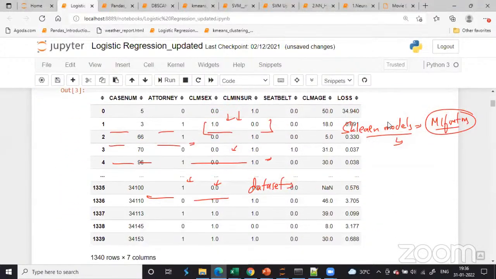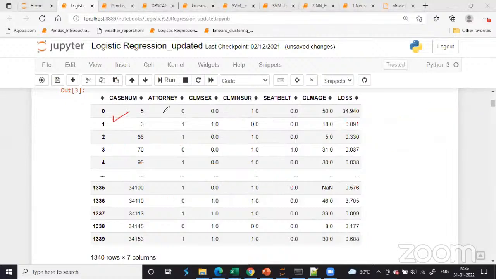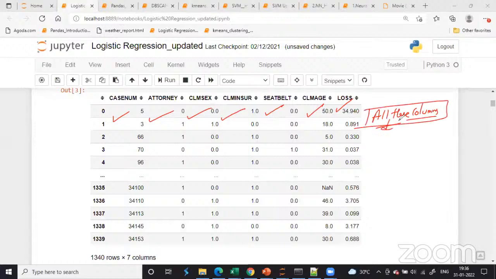So you have different columns in your data set. You have case number column, you have attorney column, claimant sex column, claimant insurance, seat belt, claimant age and loss. All these columns here. And then you have 1340 observations and 7 columns here. 1340 rows and 7 columns.